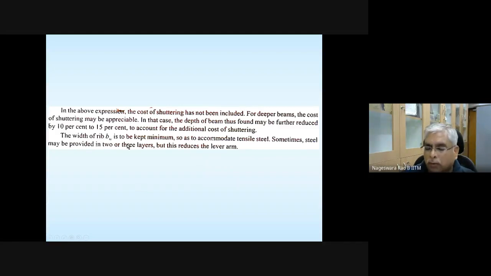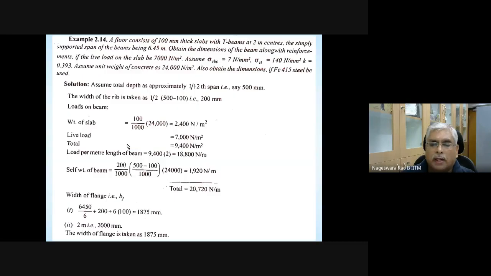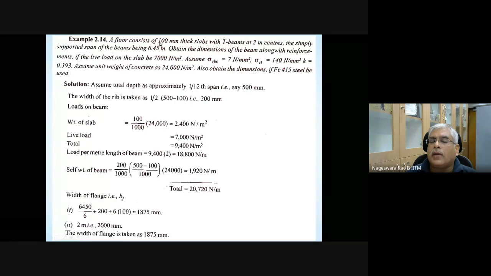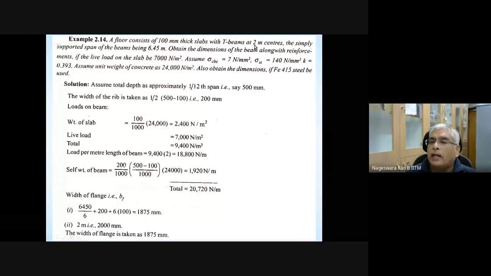So let's quickly go through an example for completeness, and then we'll stop there. Okay, so a floor consists of 100 mm thick slab with T-beams at 2 meters center to center. Okay, 2 meters centers. So please take a note of it. Capital Df is 100 mm and 2 meters center to center. This is what is this distance?